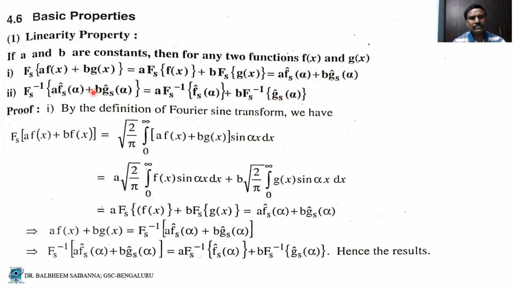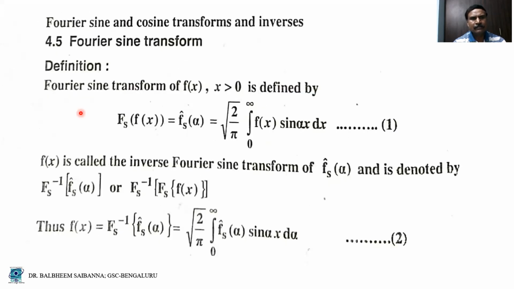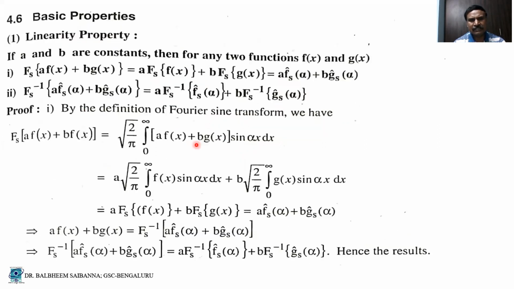To prove these two results, let me recall the definition of the Fourier sine transformation. Go back here. This is the Fourier sine transformation: Fs of f of x is equal to Fs cap alpha equals root of 2 by pi, integral over the limit 0 to infinity, f of x sine alpha x dx. We are using this definition here.